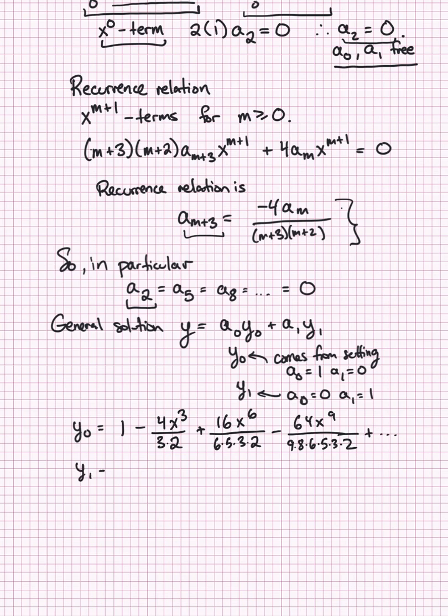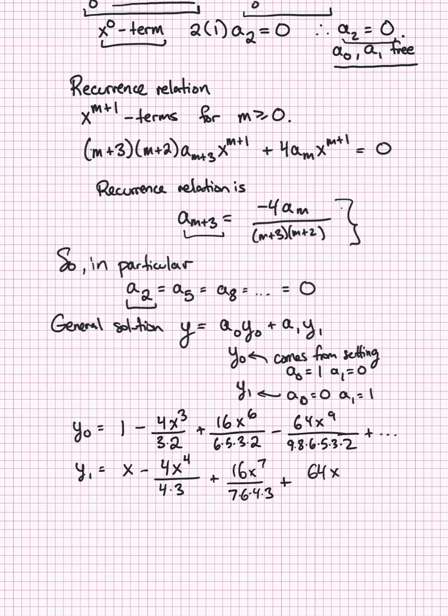And y1, we get that that is equal to x minus 4x to the 4th over 4 times 3, plus 16 x to the 7th over 7 times 6 times 4 times 3.